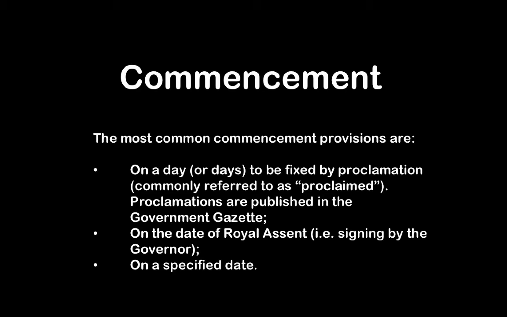Acts usually come into force either by royal assent, or proclamation, or on a specified date. Commencement information is usually included in Section 2 of the Act. If the Act states that it comes into effect by royal assent, that refers to when it is signed by the Governor or Governor-General. If the Act comes into effect by proclamation, you will need to check the Government Gazette for the state or Commonwealth for that date.